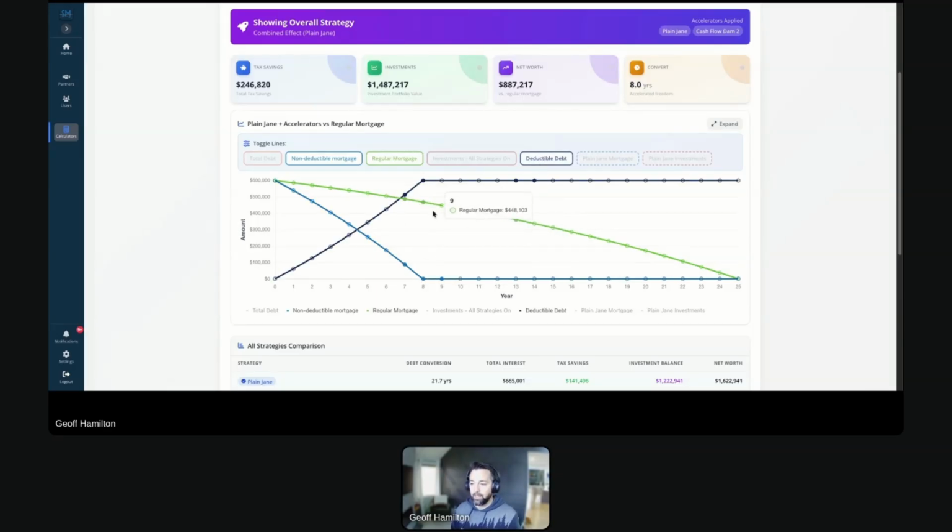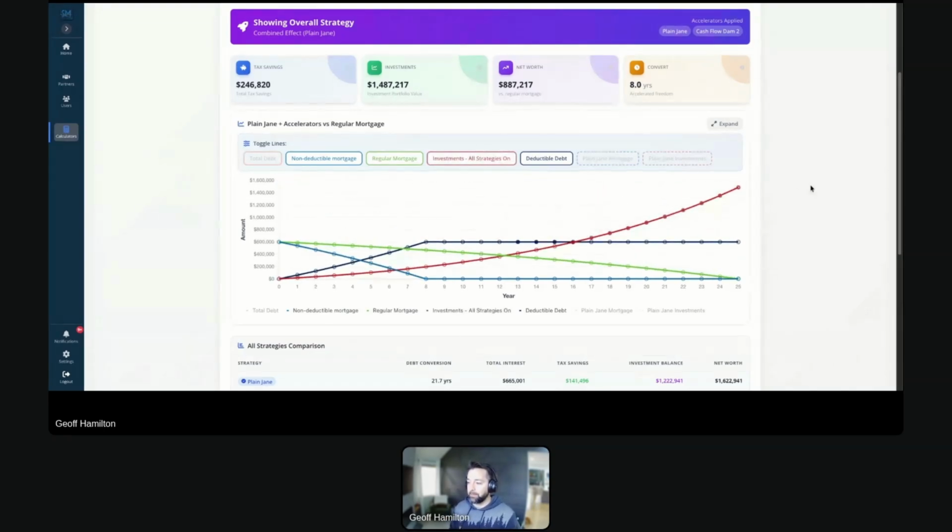Now you notice when we did it the first time, the deductible debt was just about where the green line is, the regular mortgage. Now the deductible debt is going up to the full amount of our regular mortgages today. So we're keeping our borrowing room at 600,000 and 600,000 the entire way across. And the reason for that is because we're utilizing all the extra money to build our investments. We don't want to pay that debt down. That's good debt.